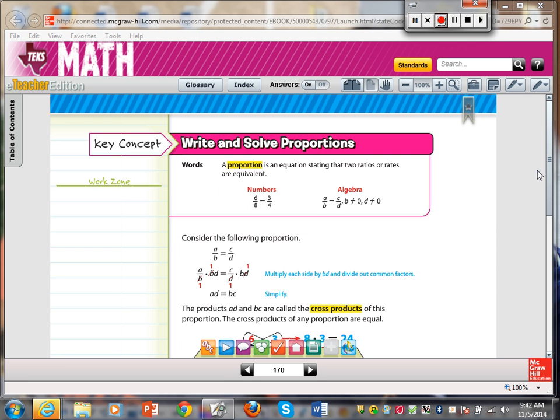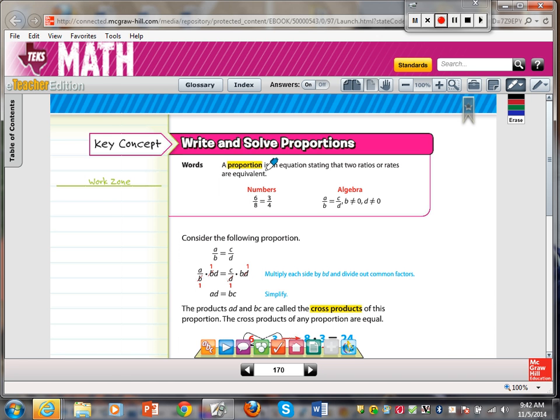Hello students, we're back and we're ready to move on to our next lesson. Today you will learn how to solve proportions, which is the last part of our ratios, rates, unit rates, percents, and then proportions. Now a little quick review.